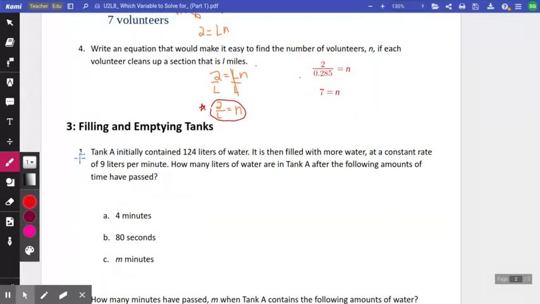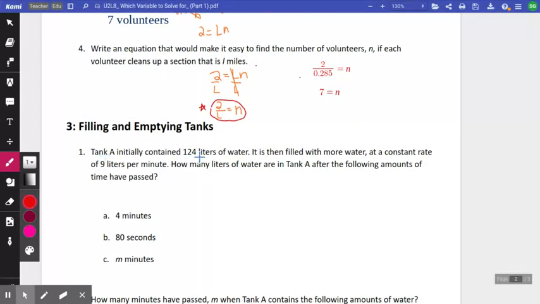Number 1, it tells us a tank A initially contained 124 liters of water. It is then filled with more water at a constant rate of 9 liters per minute. How many liters of water are in tank A after the following amounts of time have passed? Let's pause here. What's going on in this situation? Well, we've got a tank. And what do we know about the tank? It's starting off with 124 liters of water.